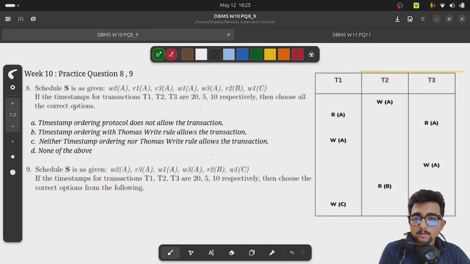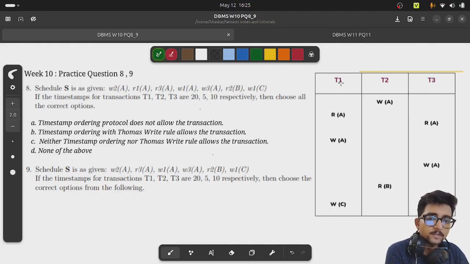So what is question 8 asking? It is saying that there is a given schedule S, and if the timestamp for transactions T1, T2 and T3 are respectively 25 and 10, then choose all the correct options. So here I have drawn the tabular form of the schedule, and it is given that the timestamp of T1 is 20, for T2 is 5 and T3 is 10.